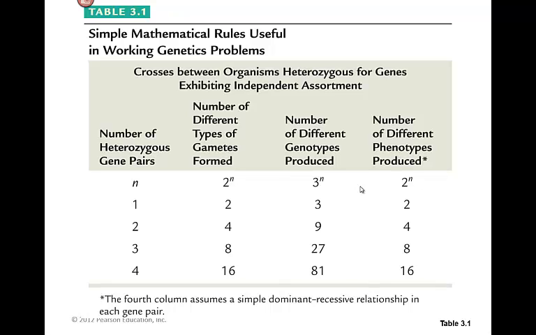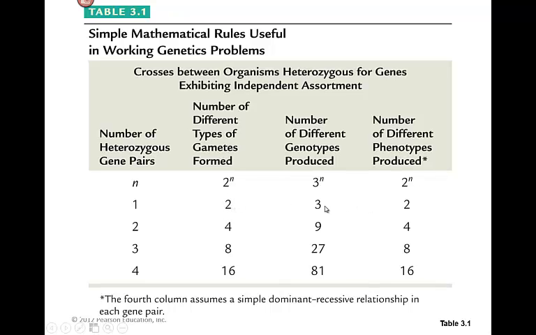When you're trying to figure out all the different genotypes that might be produced, all the different phenotypes that might be produced, there are some simple mathematical rules that you can follow. If you're looking at, say, one gene pair, you can form two different potential gametes. You can have 3 different potential genotypes, but maybe only 2 different phenotypes. So let's go through an example. Say you have capital A, lowercase a. Okay, so let's say those are the 2 different types of gametes you can produce.